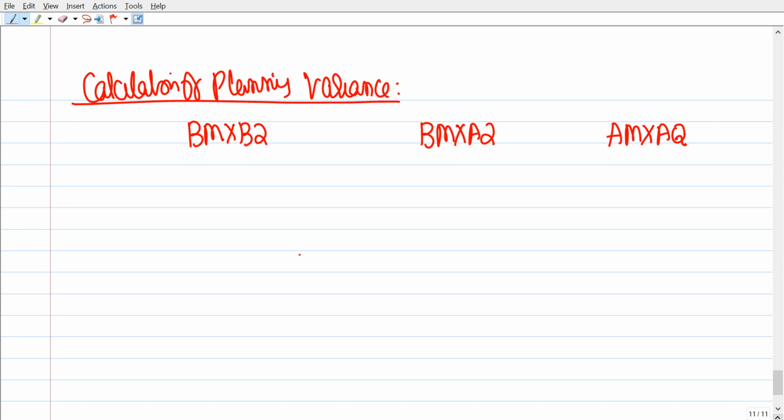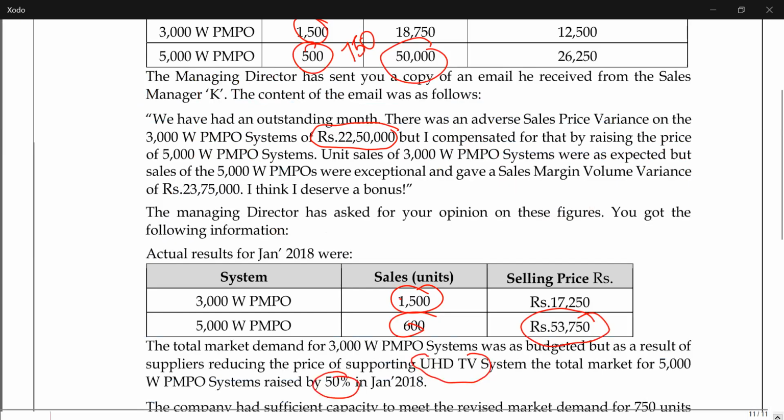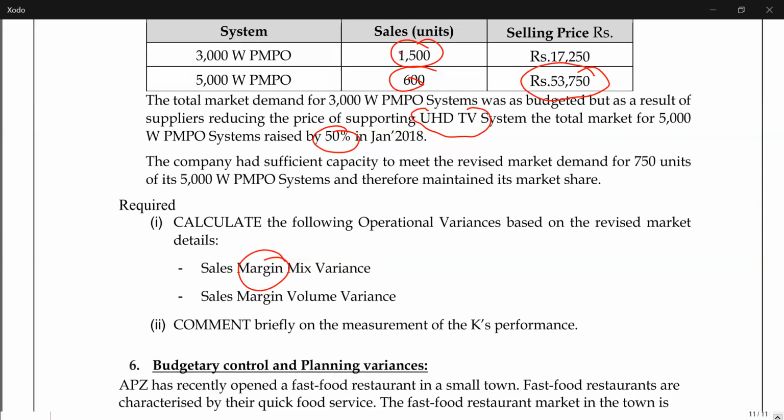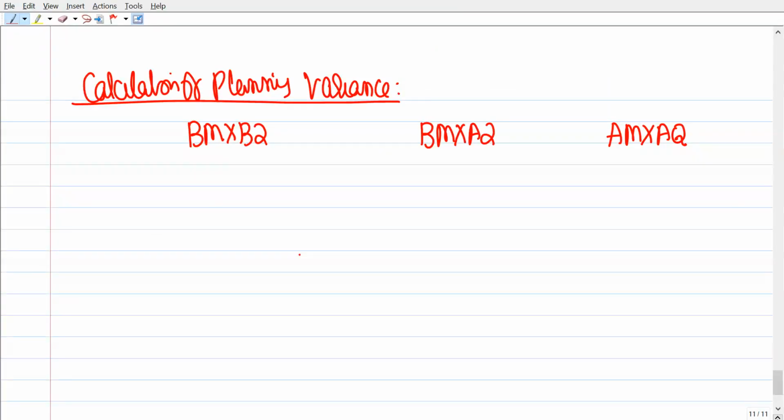Which one? The question has said somewhere, sales margin mix variance, sales margin volume variance. Otherwise, you can do any of that. That doesn't matter. BM into BQ, BM into AQ, AM into AQ. I'm not bringing in RBQ. RBQ will help me in calculating the mix and the quantity variance, which is not asked in the question. So we will just do the volume part.